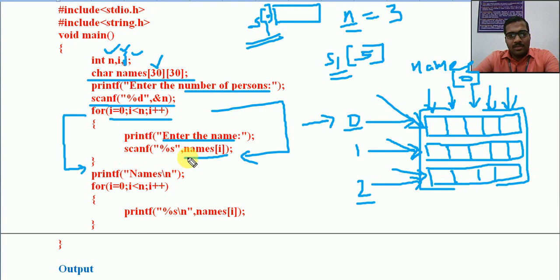Then scanning is also very simple, because there is no requirement of ampersand, there is no requirement of column specification. Only thing is just provide the base location of the row, names of I. That is only required for a 2-dimensional character array. Now let us see the remaining portion. I will be printing the names. For printing the names, just repeat the same step. For I equal to 0, I less than n, I plus plus, printf percentage s names of I. Similar to printing a normal character array.